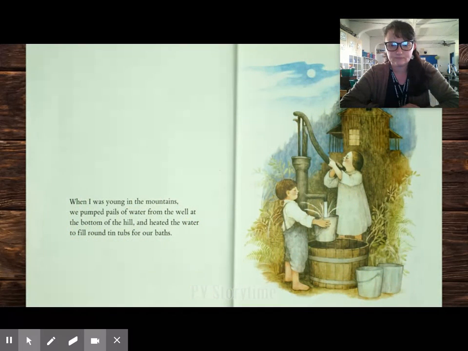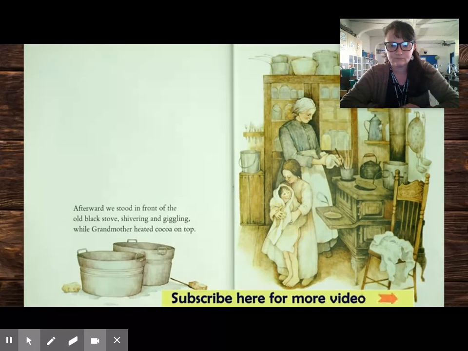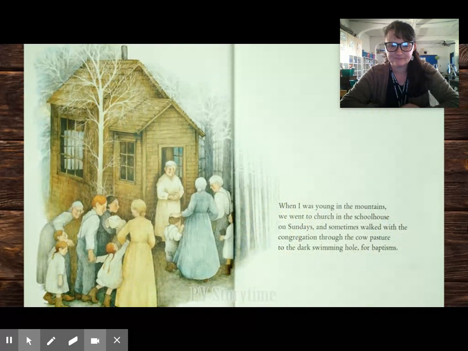When I was young in the mountains, we pumped pails of water from the well at the bottom of the hill and heated the water to fill round tin tubs for our baths. Afterward, we stood in front of the old black stove, shivering and giggling, while Grandmother heated cocoa on top. When I was young in the mountains, we went to church in the schoolhouse on Sundays, and sometimes walked with the congregation through the cow pasture to the dark swimming hole for baptisms.